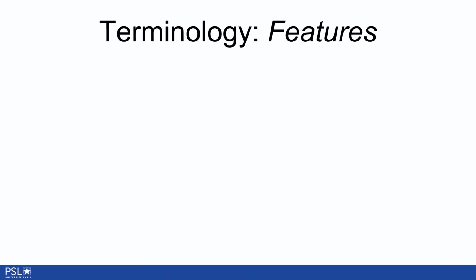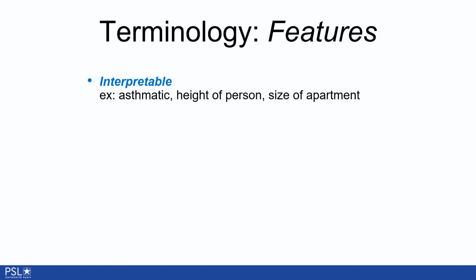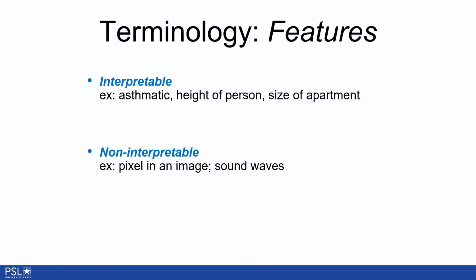In addition, there is some terminology that is specific to explainable machine learning. Most importantly, the different features of an instance can be either interpretable or non-interpretable. An interpretable feature is a feature that has an immediate interpretation for the studied problem. For example, whether a patient has asthma or not, what is the height of a person, or what is the size of an apartment if we want to predict its price. Non-interpretable features are features that correspond to raw data, such as the value of a pixel in the image or an amplitude of a sound wave.